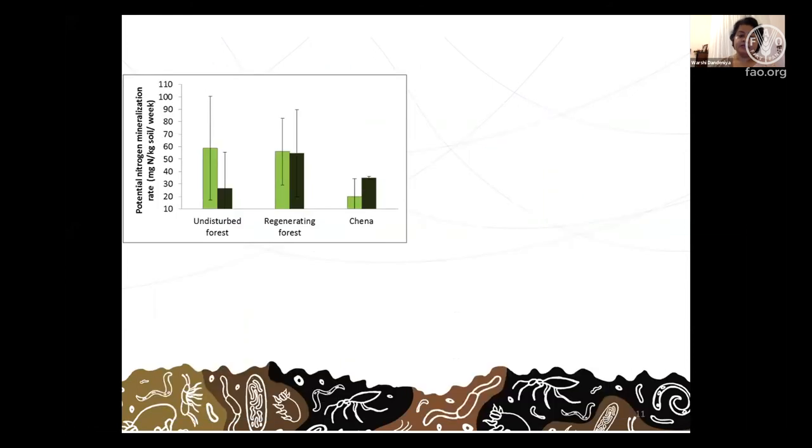And potential nitrogen mineralization, which is an indicator of one side of microbial functionality in the soil, also shown changes with respect to land cover. So with this information, we have hypothesized that the microbial community diversity would change with the land cover type at 0 to 5 centimeter depth.